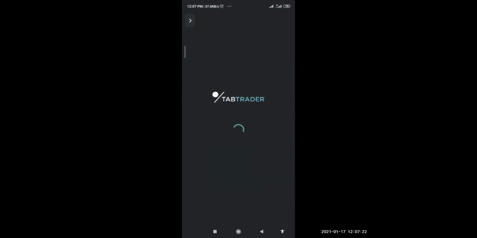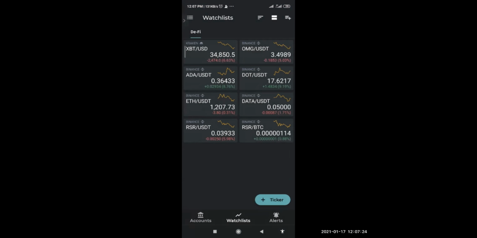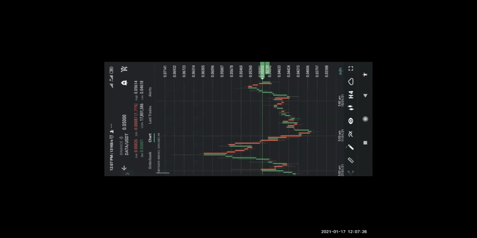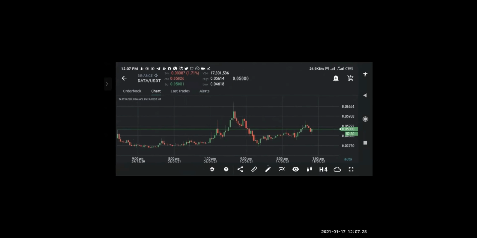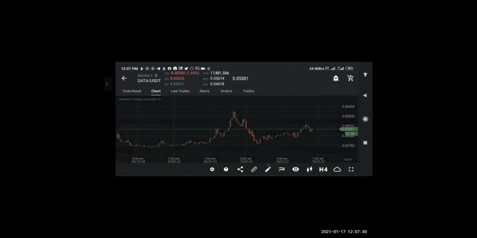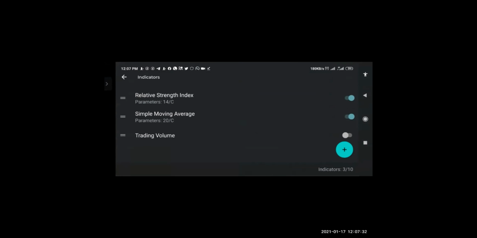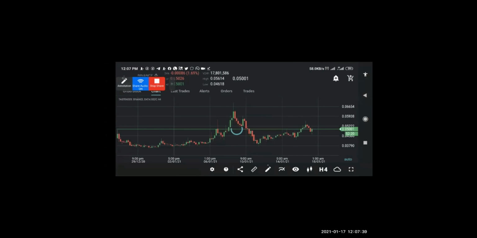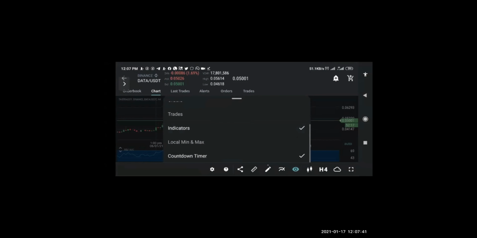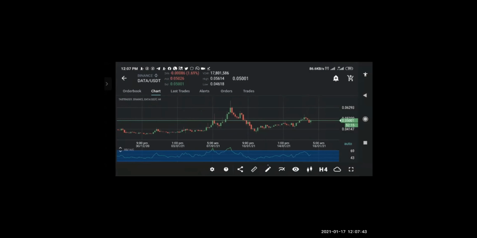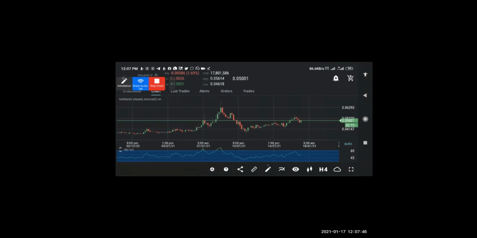Still back to our TabTrader and back to this thing that is RSI. So I will click here, and then I will activate the relative strength index. Look at it. It's just a tool that you can activate. So I have activated it, and then I will click here to display it here. So this is what the RSI does.